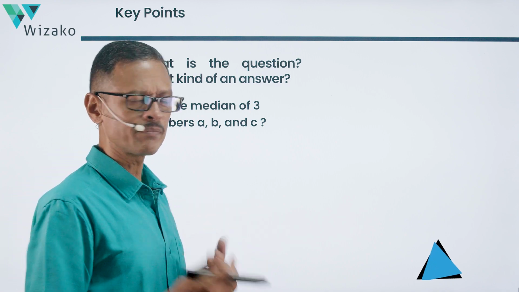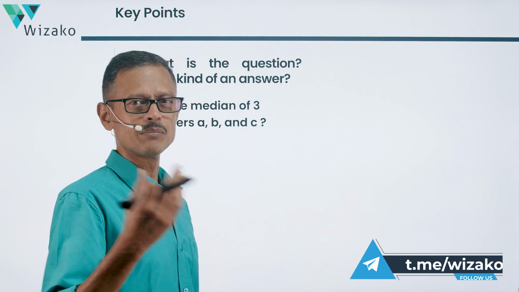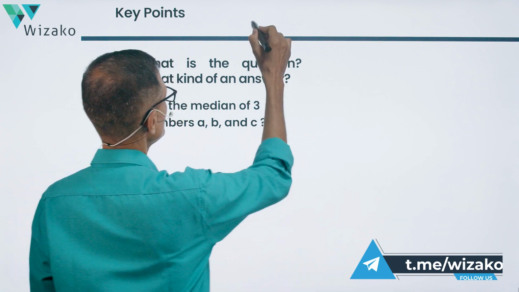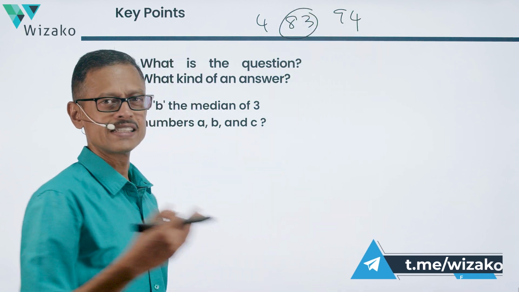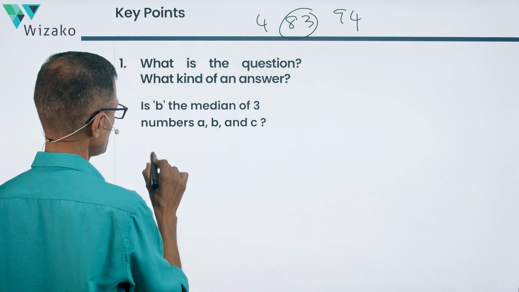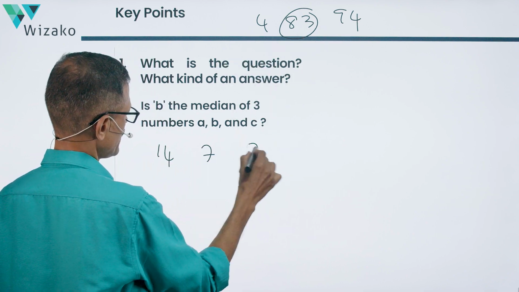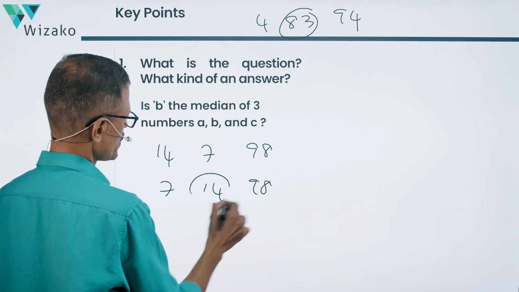What do we mean by median? If you write numbers in an ascending order, whichever number is the median is going to be the middle number. We have three numbers with us. Let's take an example. I have 4, 83, 94, right? Which is the middle number? 83, and that happens to be the median. Even if it is not given in ascending order, for example, if it had been given numbers 14, 7, 98, write them in ascending order 7, 14, 98. So this becomes the median.